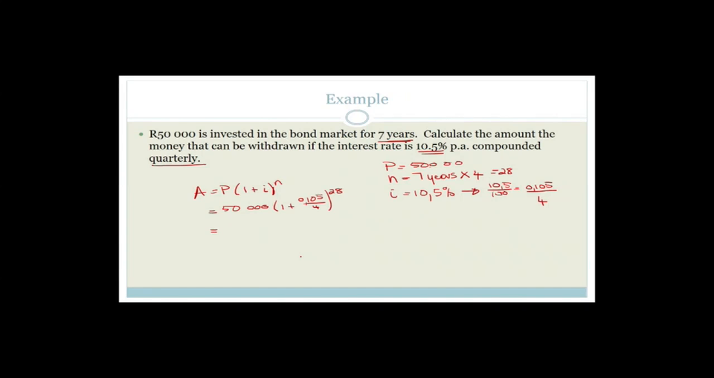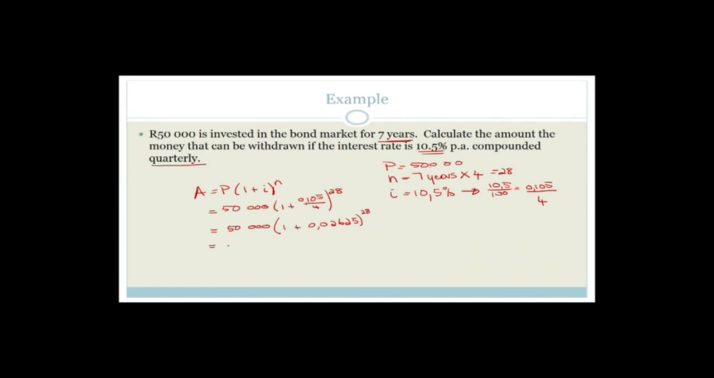Okay, and now we need to do this on our calculators. So what I would suggest you guys do is do the bracket first. So we're going to go 0.105 divided by 4 equals 0.02625. And I'm doing this slowly because I want to make sure that if you guys are following on your calculator, you get this right. 1 plus 0.02625, all to the power of 28. So I'm going to add 1 and take it to the power of 28.